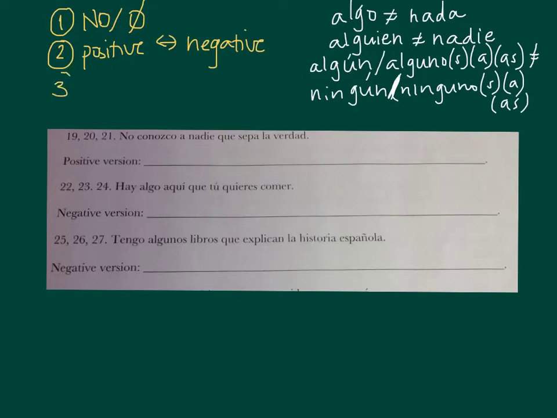And then the third thing we're doing is the verb. If it's a positive sentence, we're going to have present indicative. And if it's negative, we're going to be using subjunctive. So those are the three elements that you're going to be dealing with in each sentence.